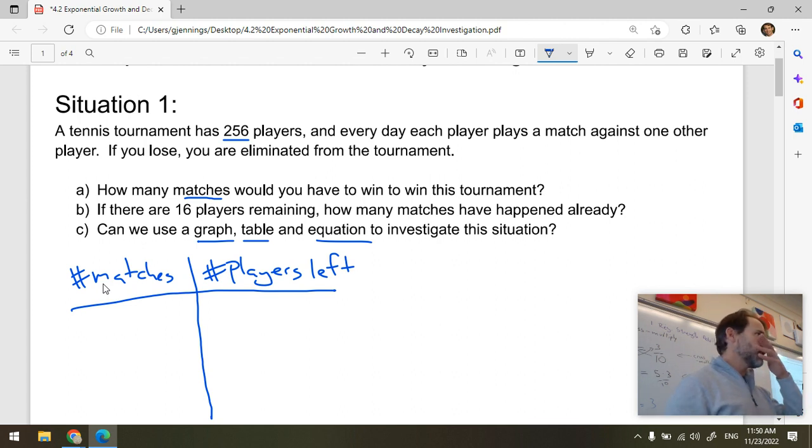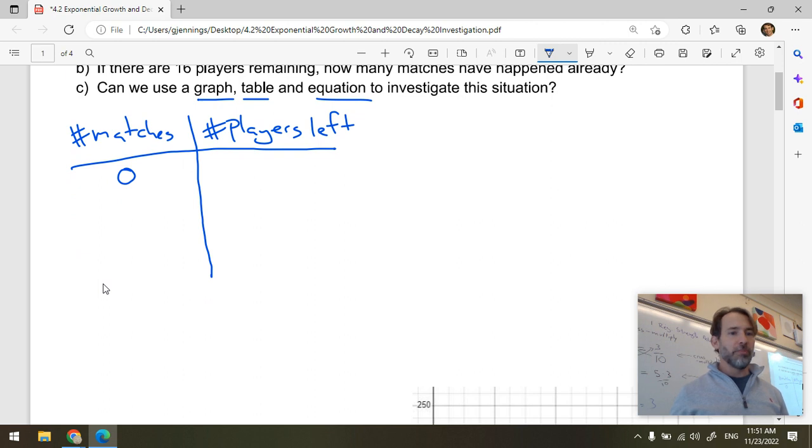But does it make sense to look at the situation where 0 matches have been played? Yeah, that's as we start the tournament, before anyone's eliminated. So let's start our table there. Notice that we made some decisions about our domain for this function, and we decided 0 was a good place to start, and then we'll increase. Does it make sense to consider when half a match has been played? Also, no. So we're going to have integers for matches. We're going to have 1 match has been played, 2 matches has been played, and 3 matches, 4 matches. And Emily has indicated that if we go to 8 matches, we'll be done.